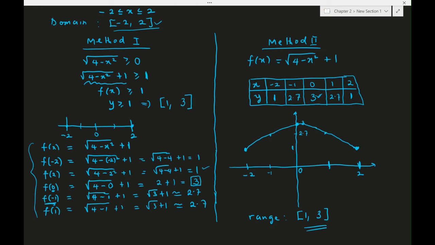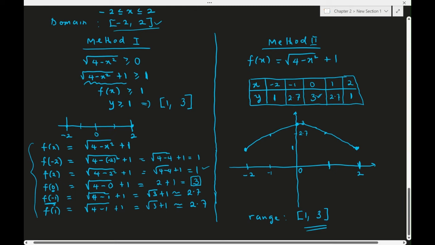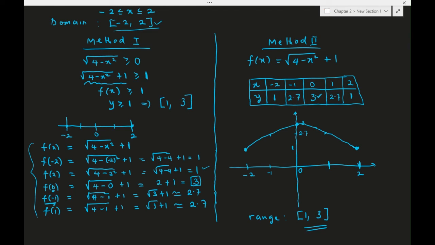All right. So I hope this video is clear. So this is how to find the domain and the range when you have a restricted domain. You can use method 1, which is more of an analytical method, or method 2, the graphical method. I hope you enjoyed this video. Thanks for watching.